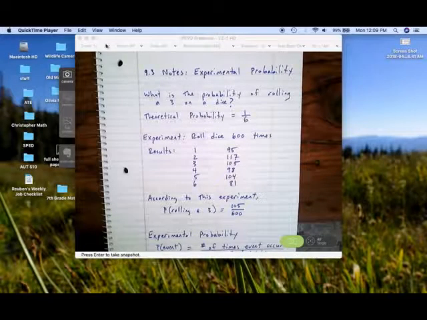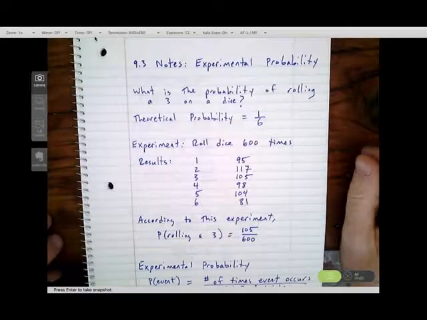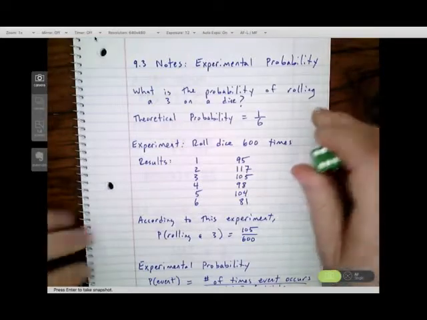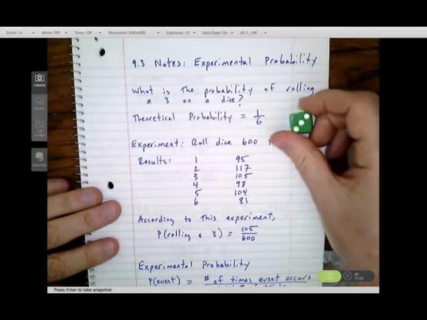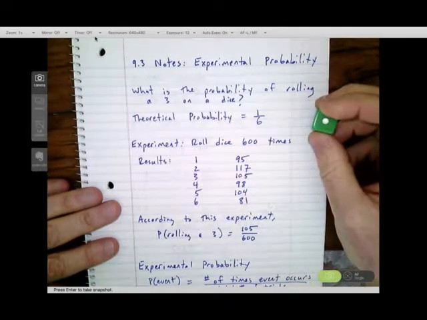Alright, here's the notes for section 9.3, and this section is going to be about experimental probability. Up until this point we've been talking about theoretical probability. So for example, if you wanted to figure out the probability of rolling a 3 on a dice, well, that would just be 1 out of 6 sides, or 1/6.